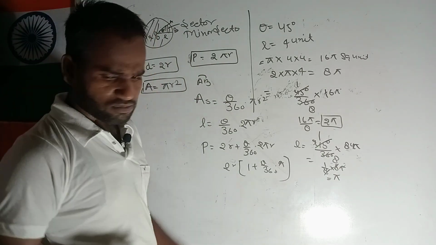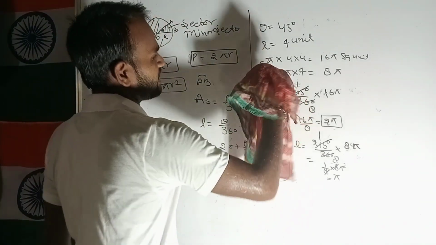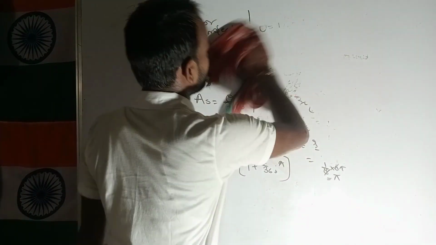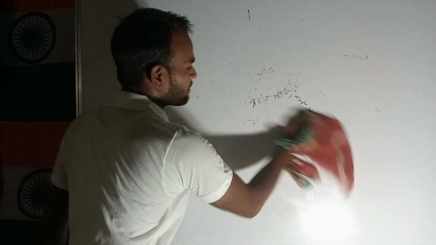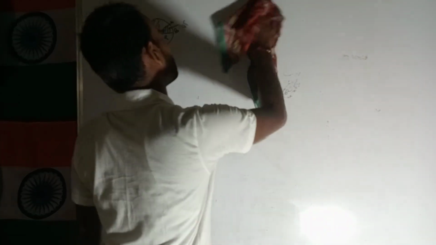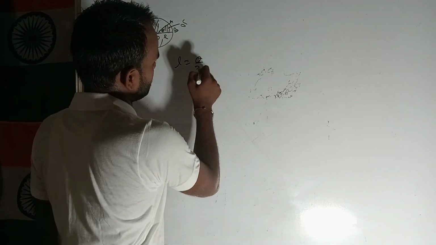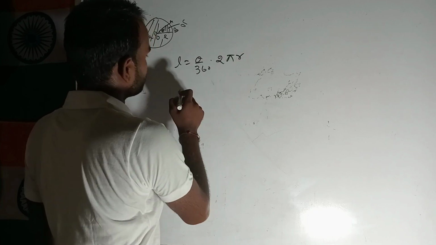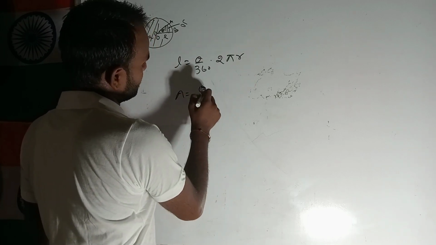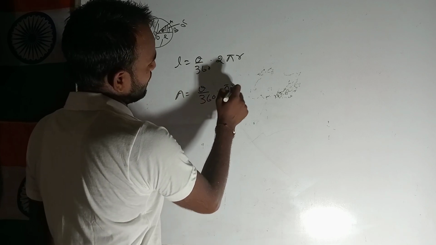So before moving to the next figure, let me tell you the relation between the area of the sector and the length of the arc. Let's see how the length of the arc is related to the area of the sector. We know that length equals theta upon 360 into 2 pi r, and area equals theta upon 360 into pi r into r.